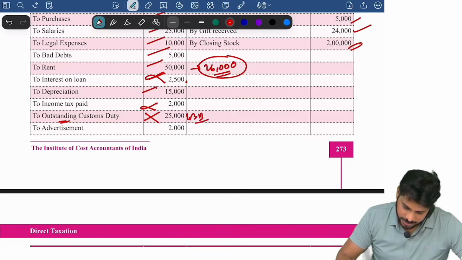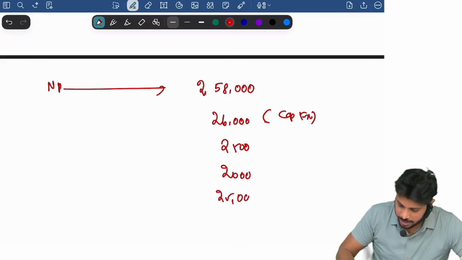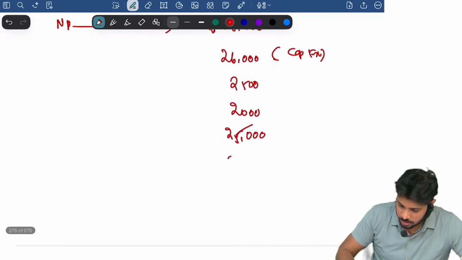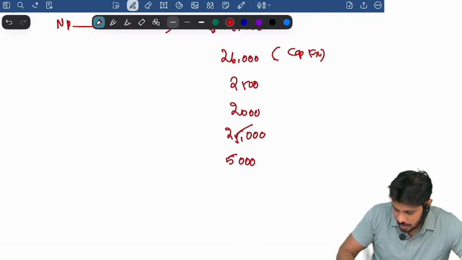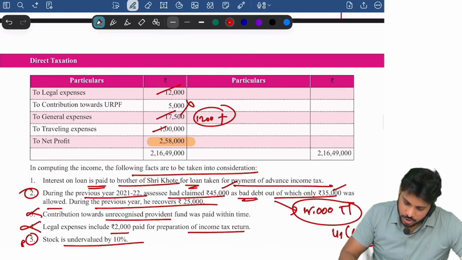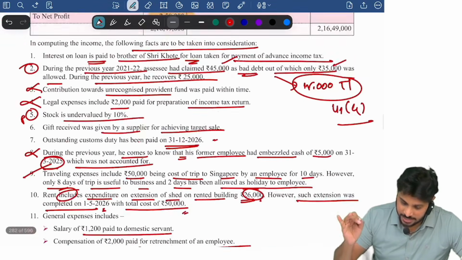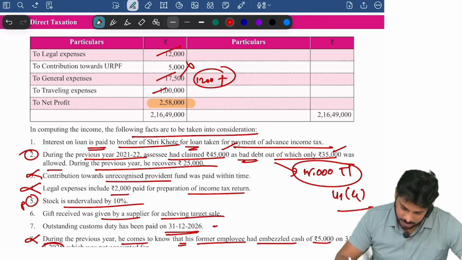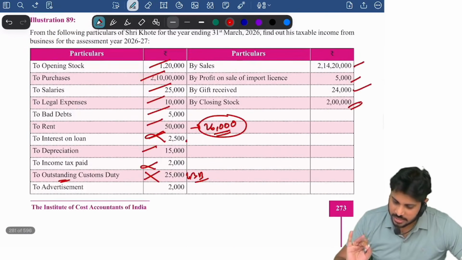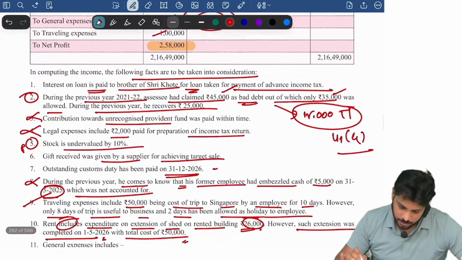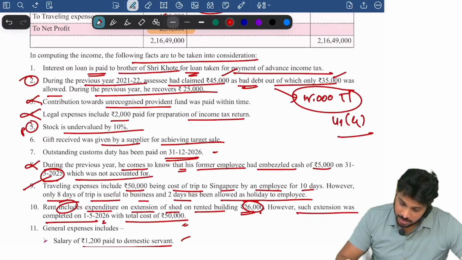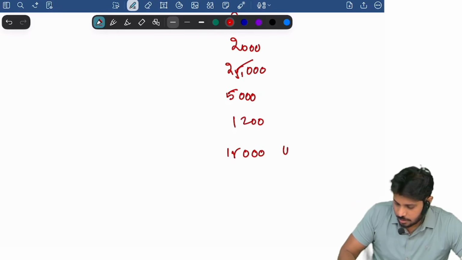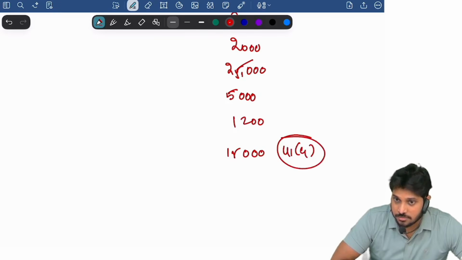Correct? Next one, 43B customs duty is not paid within the due date. Entire 25,000 disallowed. Am I right? Then contribution to URPF of 5,000 disallowed. Am I right? Next, general expense 1,200 related to IT return preparation and salary of domestic servant. So I'll add back. Am I right? Next, credits all are taxable. No problem at all. Then interest paid to broker considered during the year. Bad debts recovery 15,000 taxable. Am I right? Section 41(4) taxable. Bad debts recovered.